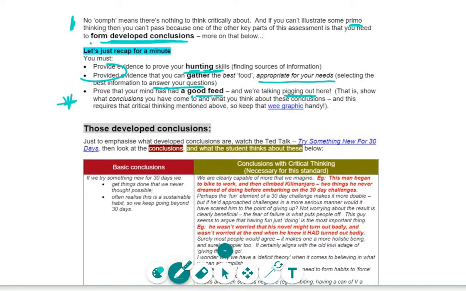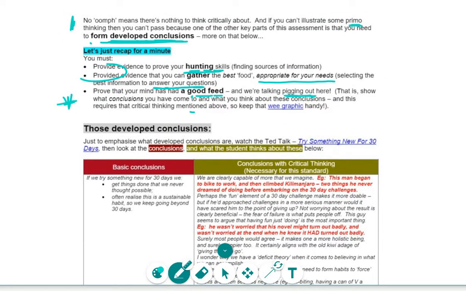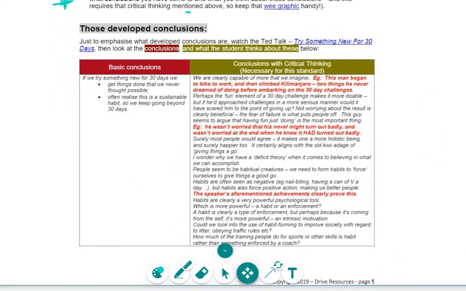So pretty much anything you can think critically about. Some subjects, however, are better than others. So there's your critical thinking. Keep that wee graphic that we looked at handy, that first one on page, what was it, there you go, page 4. Okay, right, now this one here, I've given you an example to have a look at how to develop your thinking. It's really important that you do this so that you have a really clear understanding of what developed thinking means, or to get those developed conclusions.